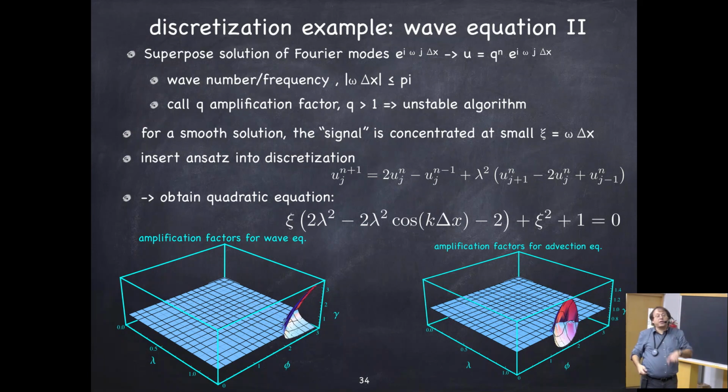Was by delta x, and then you have basically for psi between minus pi and pi, for the lambda that you have chosen, for the delta t divided by delta x that you have chosen, this q doesn't get larger than 1, and you have to discuss this quadratic equation. And that will tell you whether for a given lambda your scheme is going to be stable or it's going to be unstable. Now, I don't want to go into the plots.